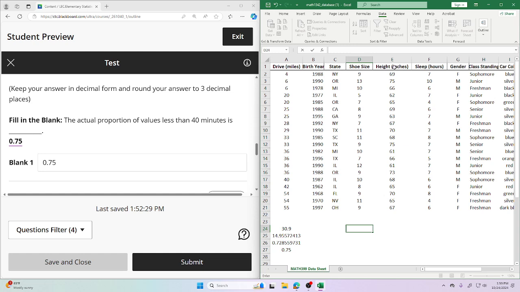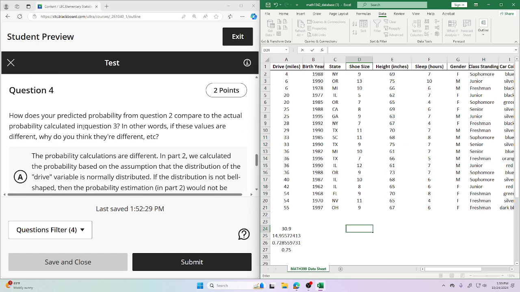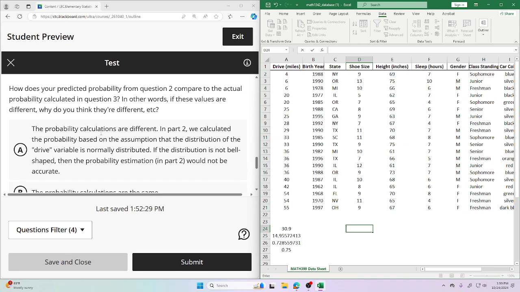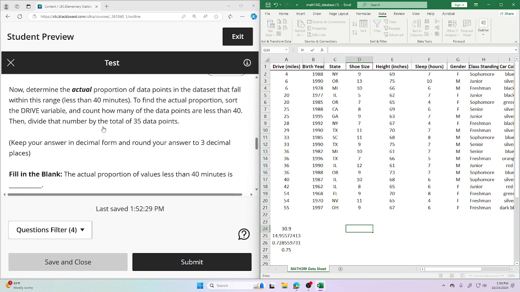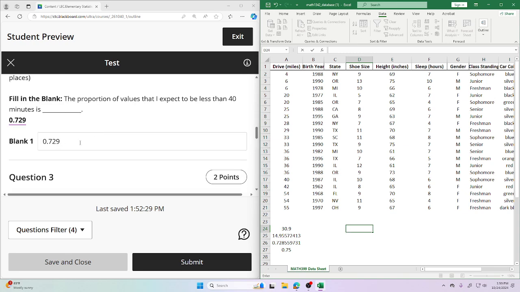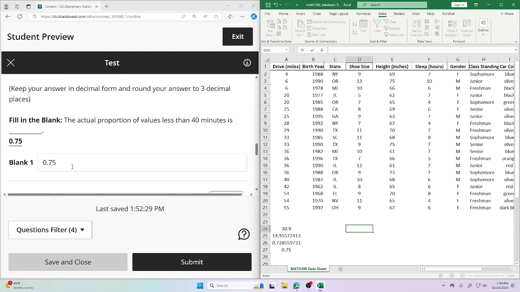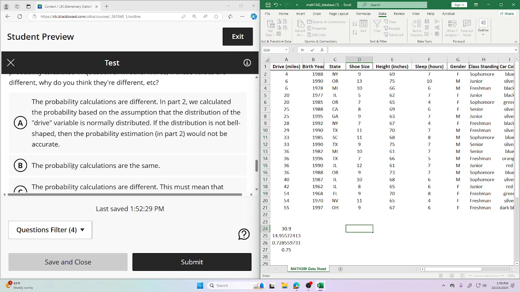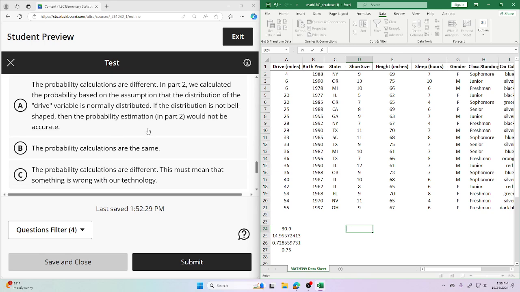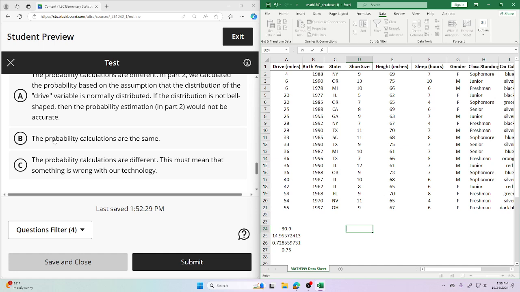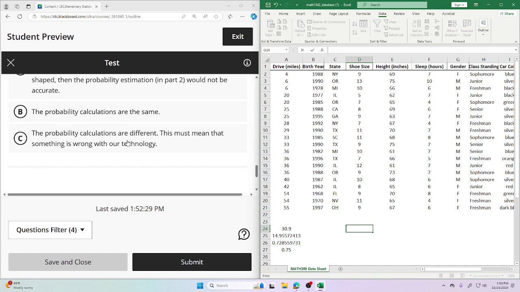Can't hit enter. No way. That would be cheating. Okay, how does your predicted probability from number 2 compare with what you got in number 3? Is there a difference? So I had 72.9, and then I had 75. So mine's pretty close. Probability calculations are different. In 2, we calculated this. The probabilities are the same. I don't think they're the same. They're very close. And then the probabilities are different.